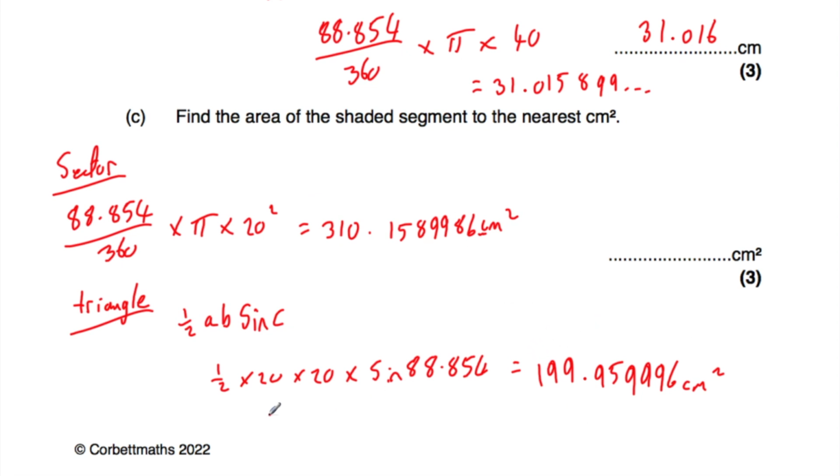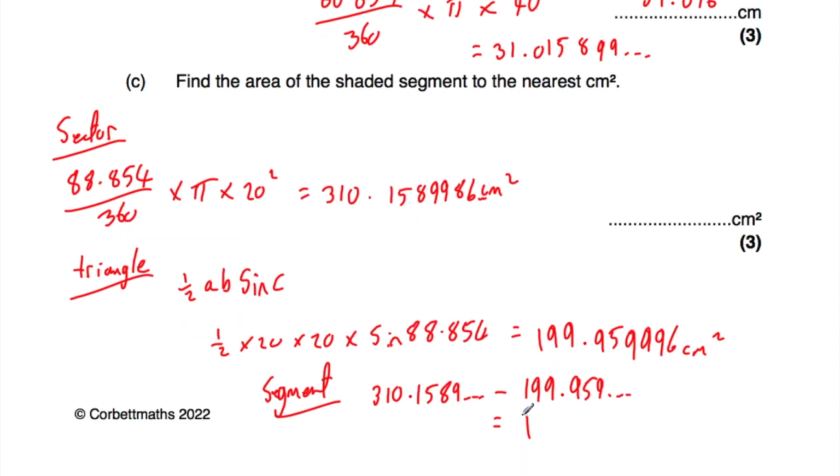So we've got the area of the sector, we've got the area of the triangle. If we take them away, that'll be the area of the segment. So for the segment, we're going to do 310.1589 and so on, subtract 199.959 and so on, and see what we get. So whenever we do our subtraction, we get 110.19 and so on centimetres squared. Now we've been asked to give our answer to the nearest centimetre squared, or the nearest square centimetre. So to the nearest square centimetre, that would be 110. So answer is 110 centimetres squared.